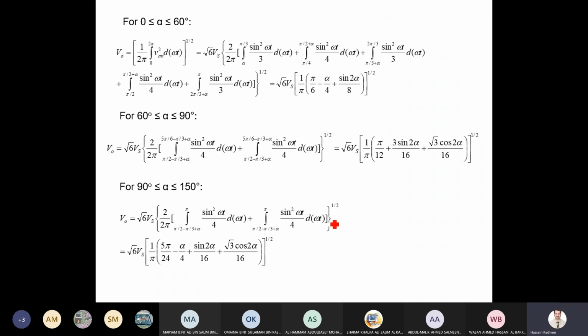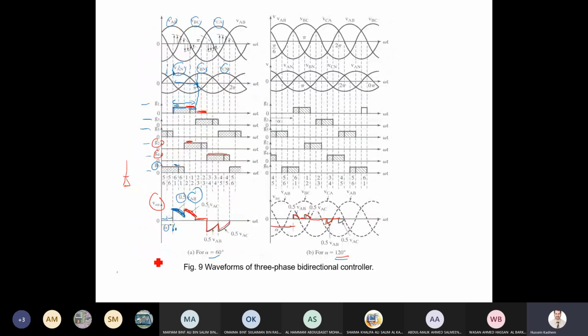Okay, if I take this and try to put it in a form, we have an output voltage equation between 0 and 60, between 60 and 90, between 90 and 120, and so on for each one. Now I don't need to talk about each one of them. I will only focus on this one, which is from 0 to 60, because I just discussed it here.